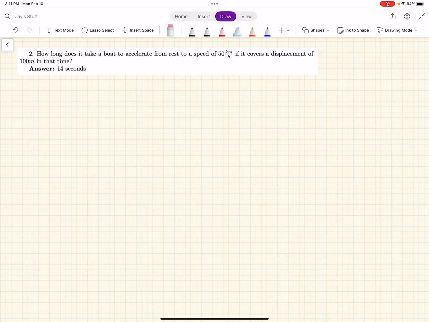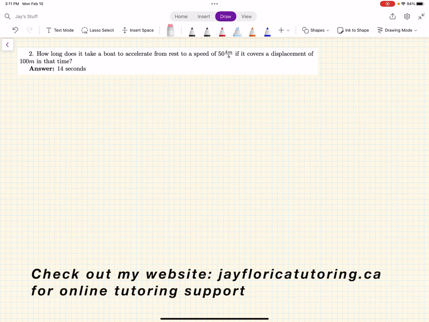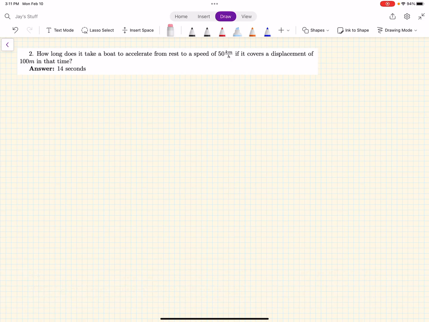Okay, so here we have this kinematics question. How long does it take a boat to accelerate from rest to a speed of 50 kilometers per hour if it covers a displacement of 100 meters in that time? And there's the answer there, 14 seconds. So you could try it yourself and see if you can get that. But we're going to go into this solution.